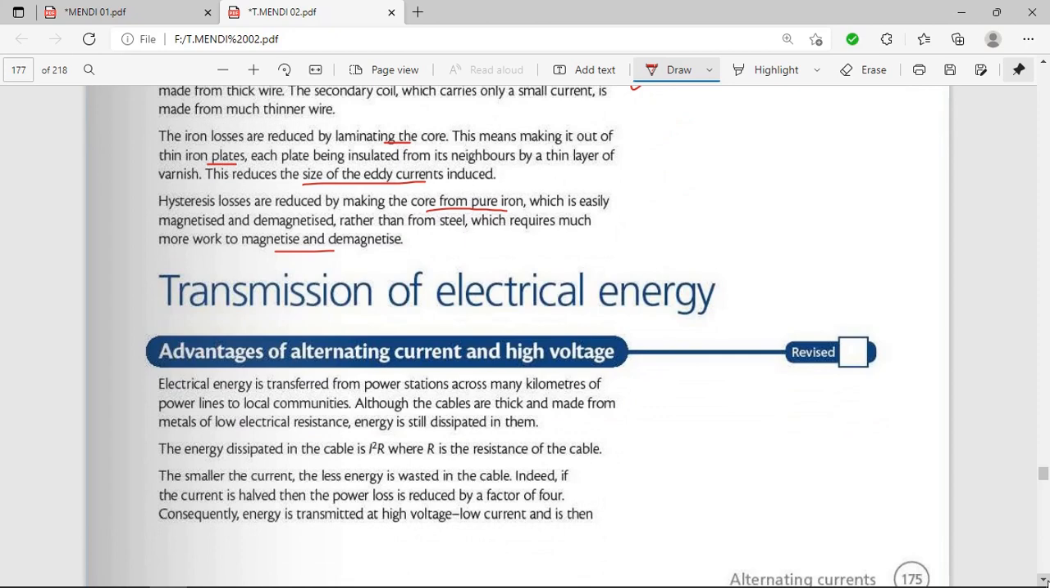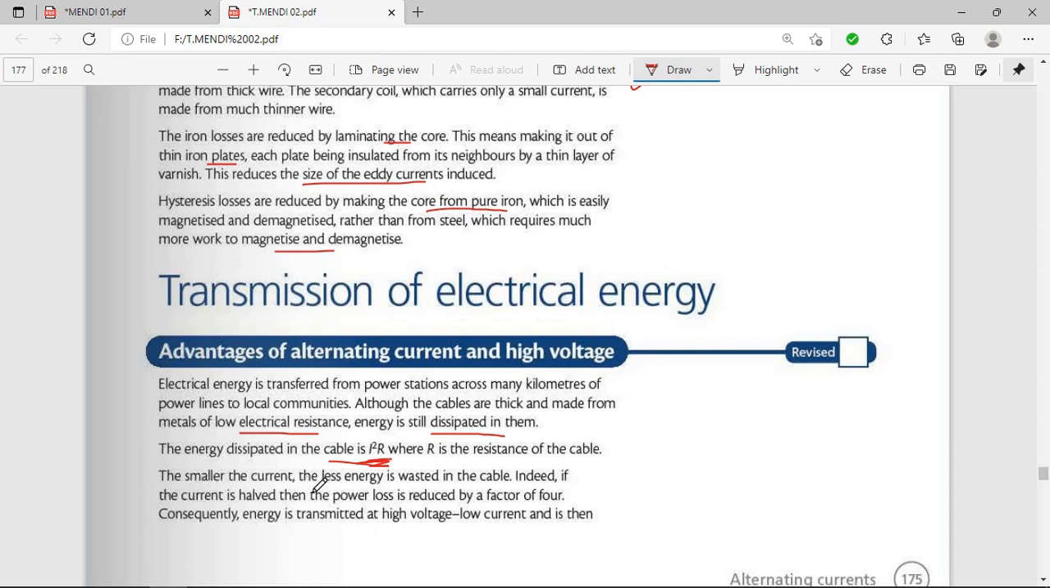Before we move on to rectification, we need to talk about the transmission of electrical energy. We also need to know the advantages and disadvantages, the advantages of alternating current and high voltage. Electrical energy is transferred from the power station across many kilometers of power lines to local communities. Although cables are thick and made of metals of low resistance, still energy is dissipated. Remember, the energy dissipated in the cables is I squared R, where R is the resistance of the cable.